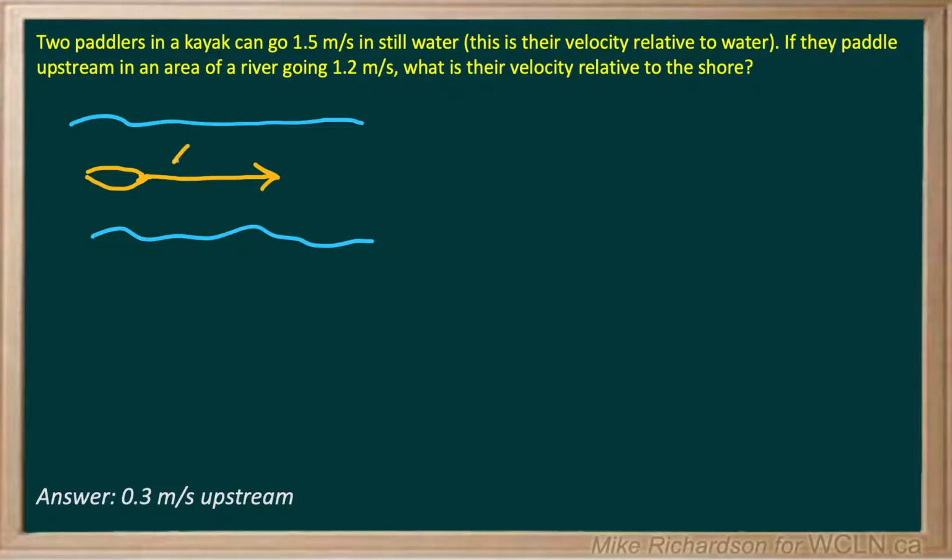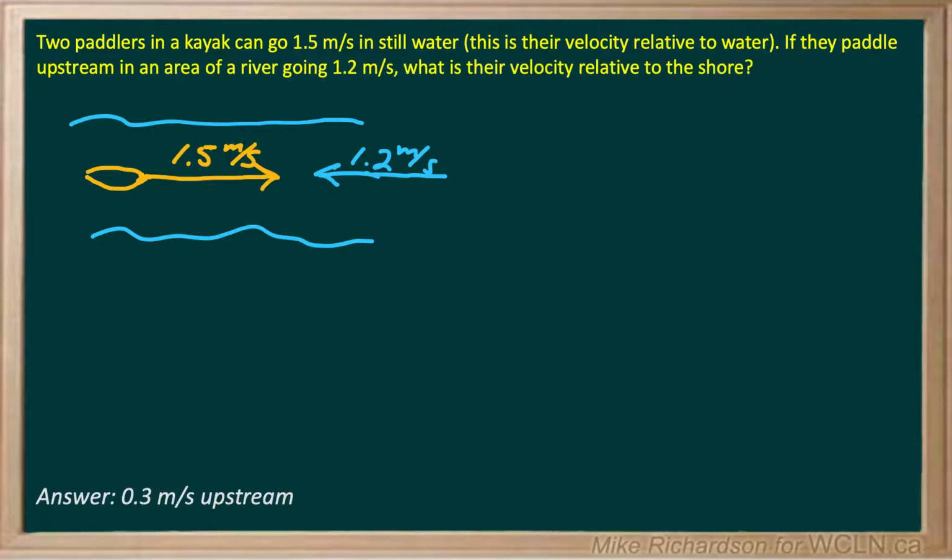And they're able to go 1.5 meters per second if this was calm water. That's their maximum possible speed if the water was calm. They call that the still water velocity. However, this is not the only velocity in the question. The river itself is pushing back on them. And the water is flowing back against them with a speed of 1.2 meters per second.